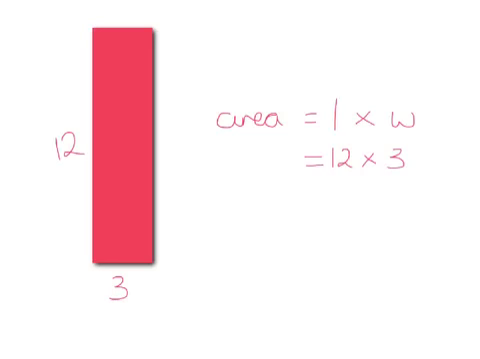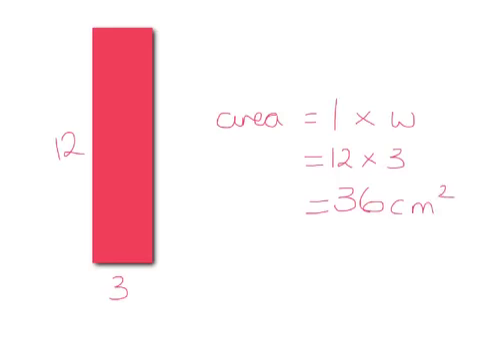Here's another example. So again, we're going to work out the area, and we're going to use the formula that area equals length times width. And this time I'm going to say that this side over here is 12, so I'm going to put my length in as 12, I'm going to put my width in as 3, so that becomes a 3 over here. So this time, 12 times 3, that equals 36 centimetres squared.